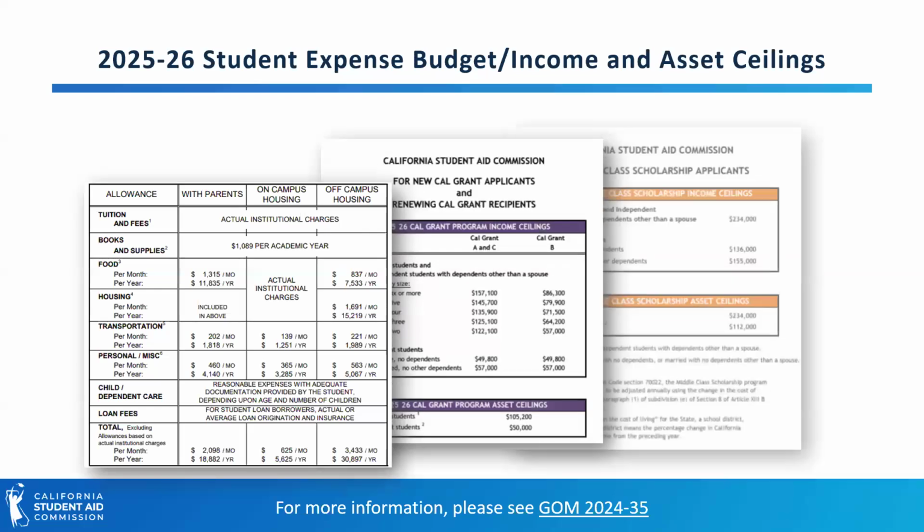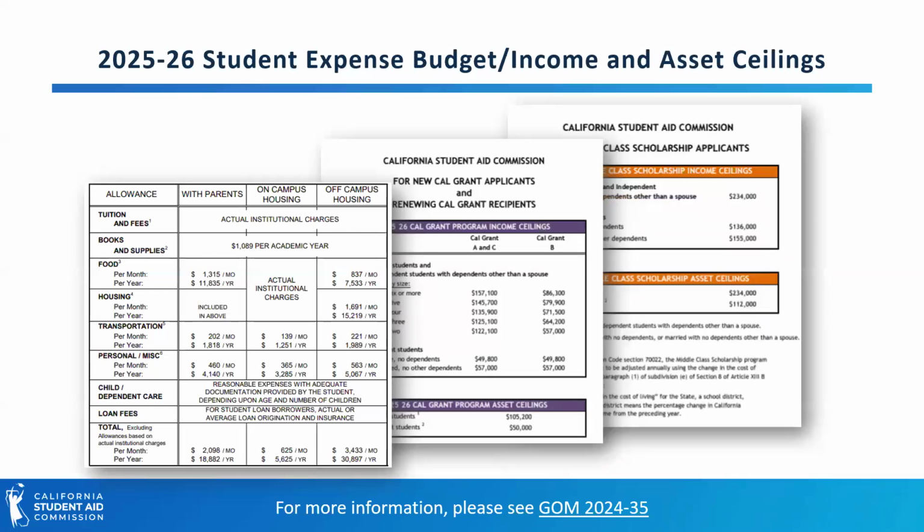And just a quick note that student expense budgets were calculated using the prescribed methodology for the 21-22 Student Expenses and Resources Survey, or the SEERS survey. It was also adjusted using the California Consumer Price Index, so that's the CCPI. Those are going to account for all projected inflation from 21-22 through 25-26. We also have the 25-26 income and asset ceilings available on our website for both Cal Grant and middle class scholarship. So be sure to check those out.